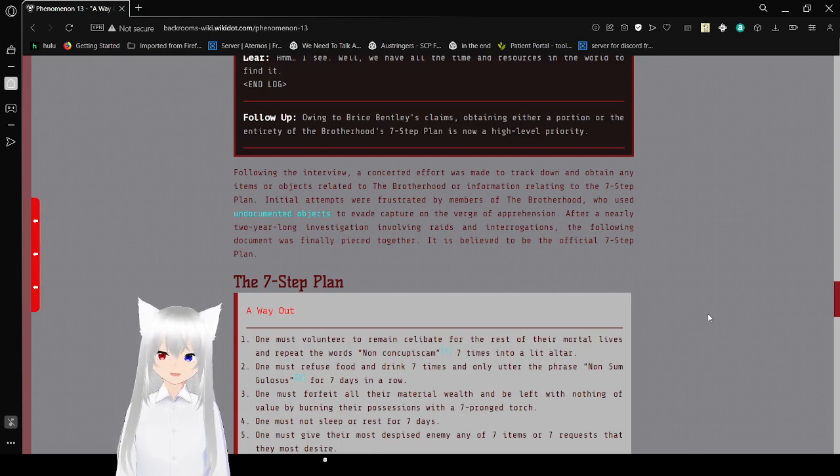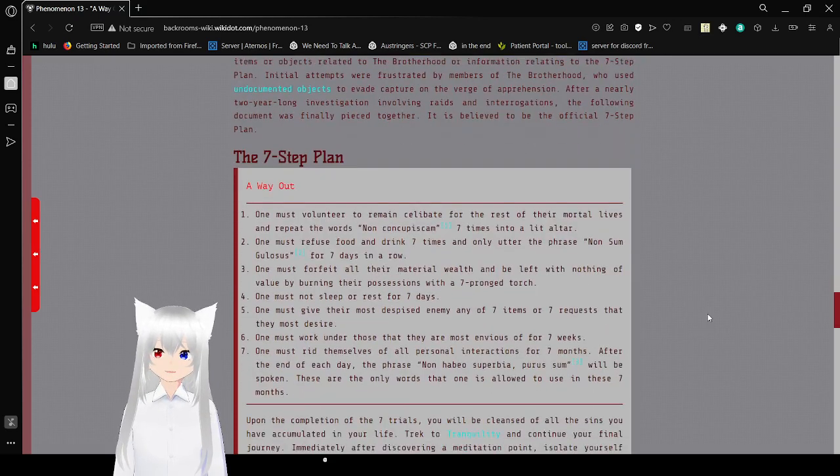Initial attempts were frustrated by members of the Brotherhood who used undocumented objects to evade capture on the verge of apprehension. After a nearly two-year-long investigation involving raids and interrogations, the following document was finally pieced together. It is believed to be the official seven-step plan.